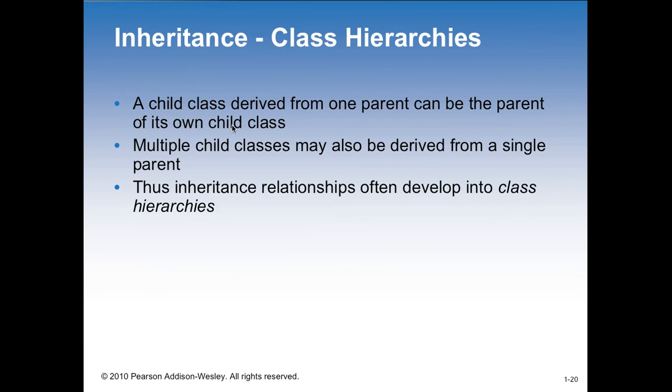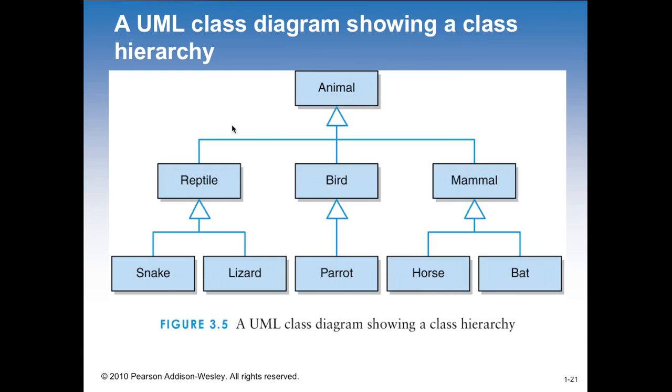So child classes are derived from parent classes that can be parent classes that can be a parent and have its own child. So every parent can have a child, every child can be a parent. So it kind of goes down linearly. Multiple child classes may also be derived from a single parent. So we have one single parent mammal, and then we have a horse, a dog, a human, all these different types of mammals that might be inherited from that. Thus, inheritance relationships often develop into class hierarchies by definition. So that's what we mean by class hierarchies.